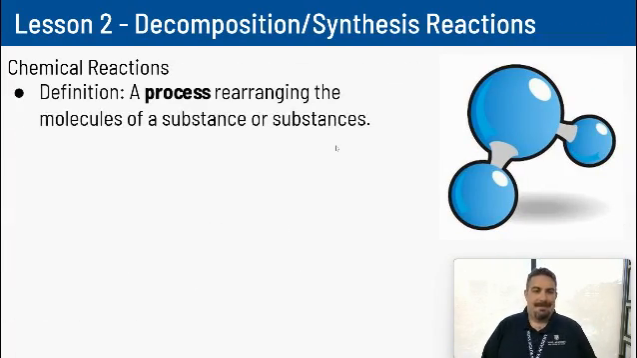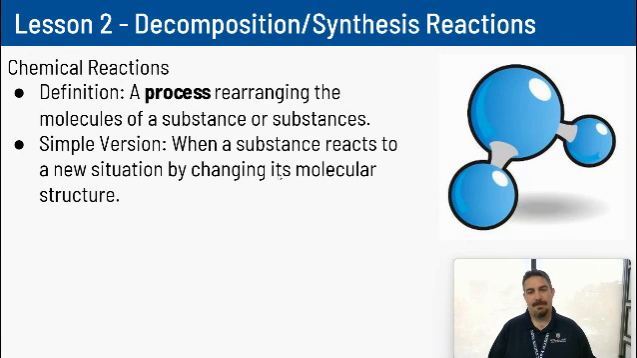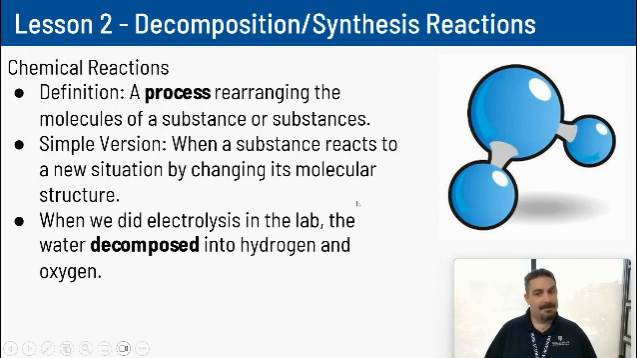So, chemical reactions. The definition is a process or a procedure. Remember, procedures, what we learned about, that rearranges the molecules of a substance or substances, because a chemical reaction can involve multiple things. Now, the simple version is when a substance reacts to a new situation of some kind, you change something, and it changes the molecular structure. So we see here our water, right? That's connected this way. Something here changes, that would be a chemical reaction. Now, when we did electrolysis in our lab earlier in the unit, the water decomposed into hydrogen and oxygen. That was the kind of chemical reaction that happened.